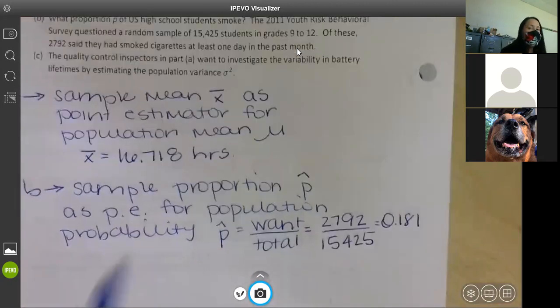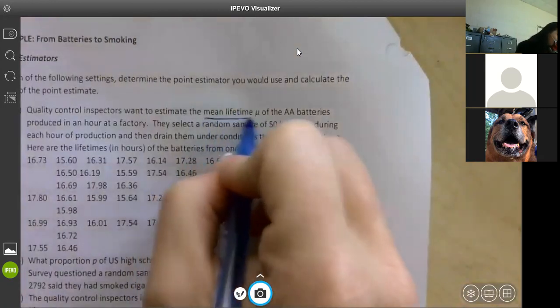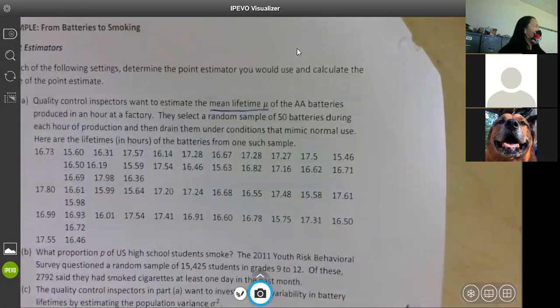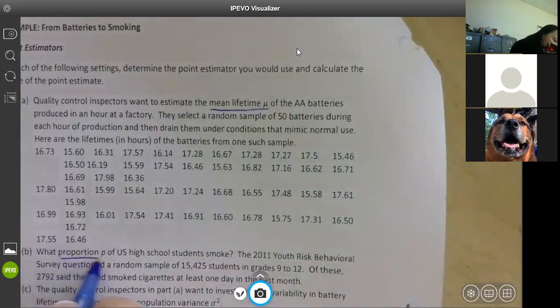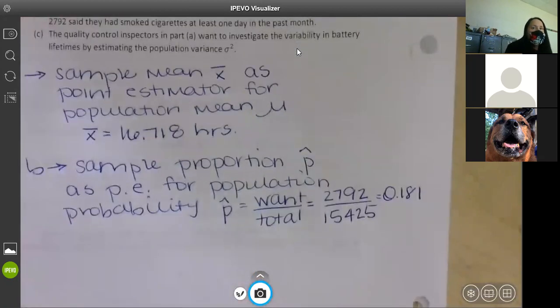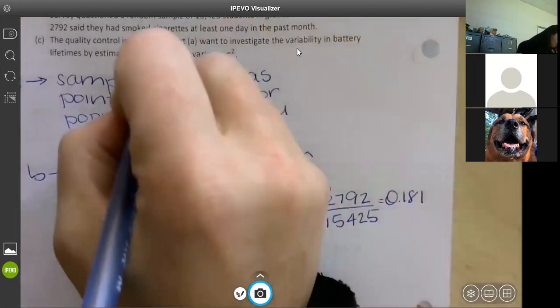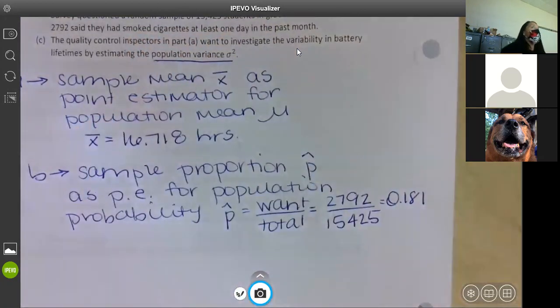So again, if you're not sure why we're choosing this, I'm gonna slide it up for a minute, but I'll take it back down. Here was your population, mean lifetime mu. Remember, mu means population. So we want the sample. What's the sample symbol? X bar. Got it? This one said what proportion? P. So we're going to do sample proportion, and that's P hat. So look at C. The quality control inspectors in Part A want to investigate the variability in battery lifetimes by estimating the population variance right there.